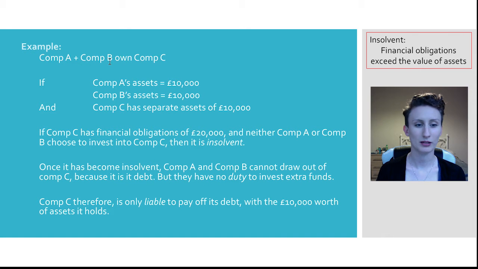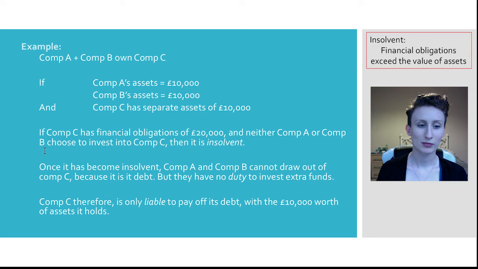So if Company A and Company B own Company C, and Company A's assets are 10,000, Company B's assets are 10,000, and Company C has separate assets of 10,000 as well, that means altogether, as the three companies, they have £30,000. But if Company C has financial obligations of £20,000 and, as we can see, it only has 10,000, then because its debt exceeds the value of its assets, it is therefore insolvent.